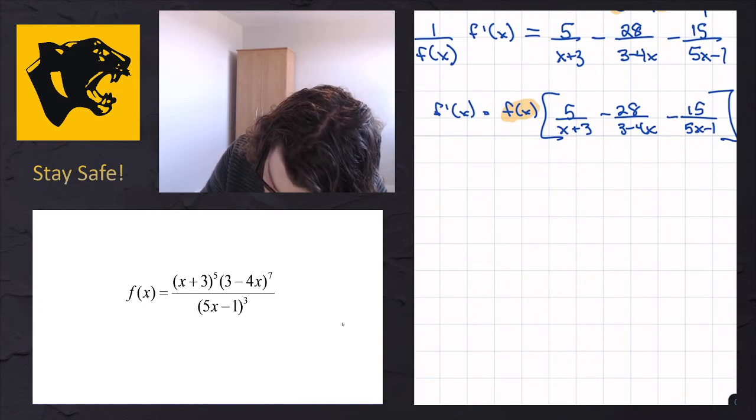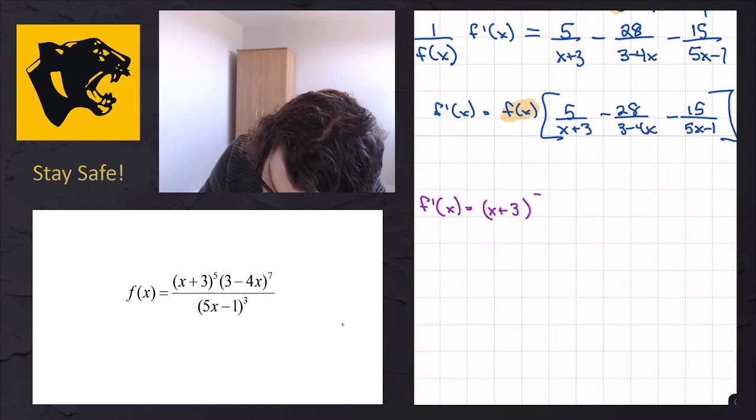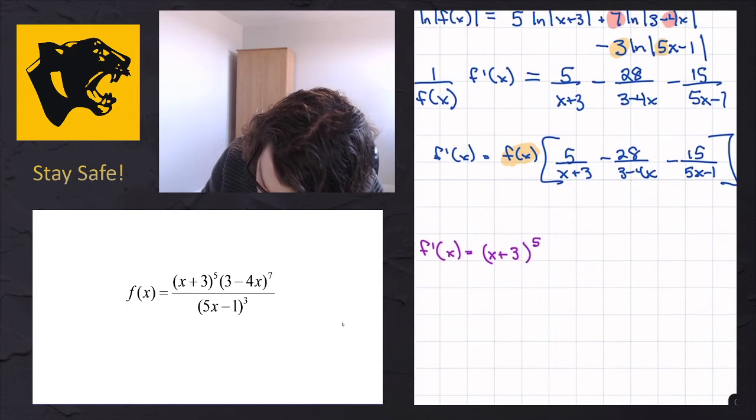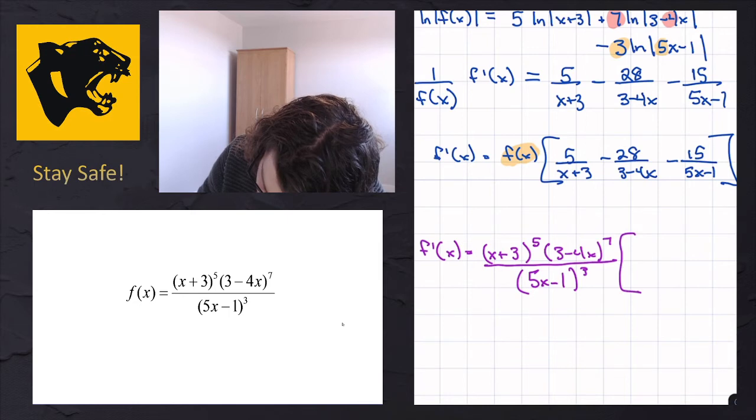All right, so the end result is f prime of x is equal to x plus 3 to the power of 5 times 3 minus 4x to the power of 7 over 5x minus 1 to the power of 3, and then still all times this stuff that we found as the derivative on the other side.